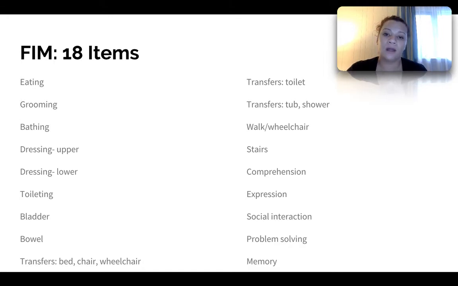Then it's looking at walking, or if the person does not walk, then wheelchair mobility is counted. Stairs, comprehension, so are they able to understand? Expression, are they able to express their needs? Social interaction, problem solving, and memory. Those are the 18 FIM items.